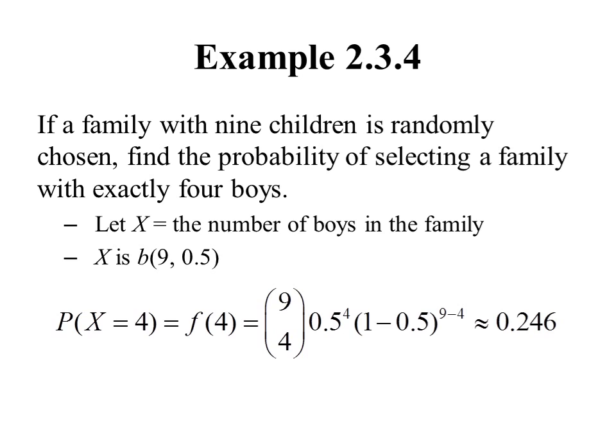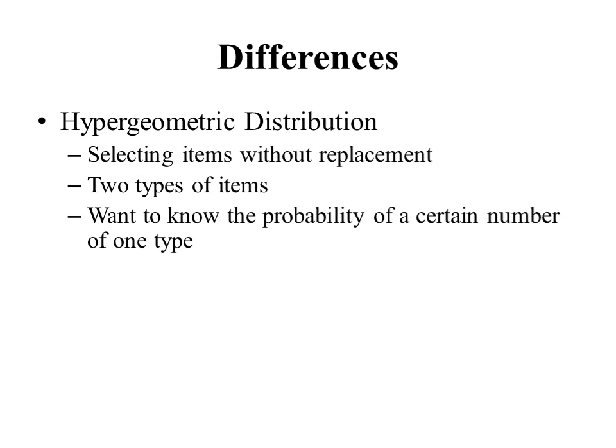So what that means in a practical sense is that about 24.6% of all families with 9 children are going to have exactly 4 boys. Now these two distributions are very similar, and sometimes it's difficult to determine which type of distribution we're dealing with. So let's just summarize these two distributions.